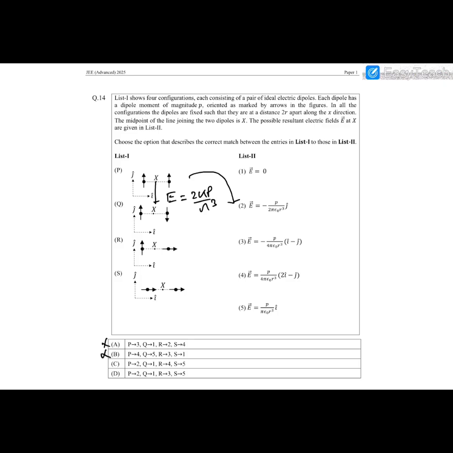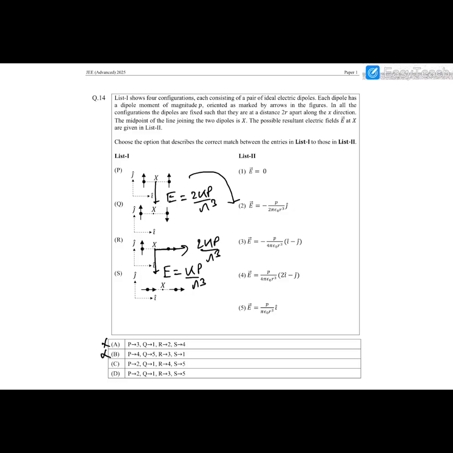Now we know that this Q option is matching with 1 in both of the options, which are probable ones, and therefore we have to find out the matching of R. So R option is this one, and we know that for the first dipole, point X is on the equatorial axis, and therefore the electric field at this point X will be in the downward direction, which is kp by r cube, and X is on the axial point for this dipole, so the electric field will be in this direction, 2 kp by r cube.